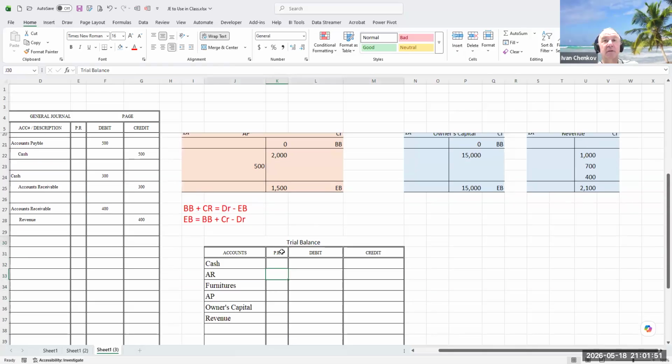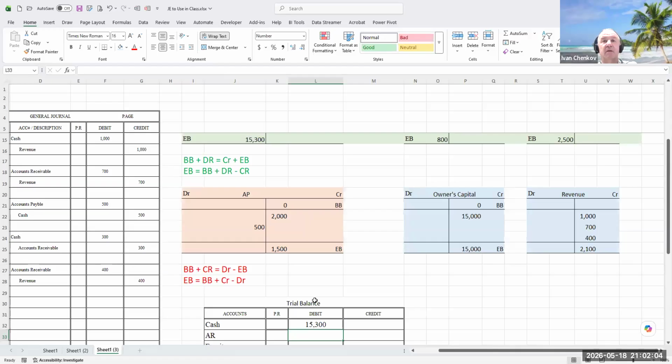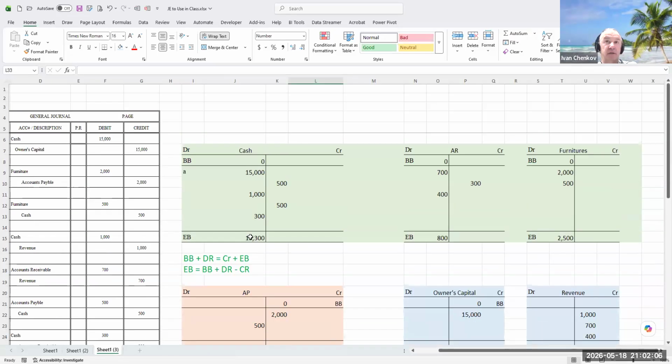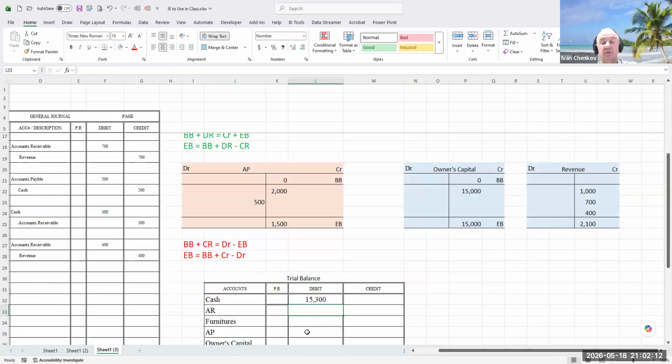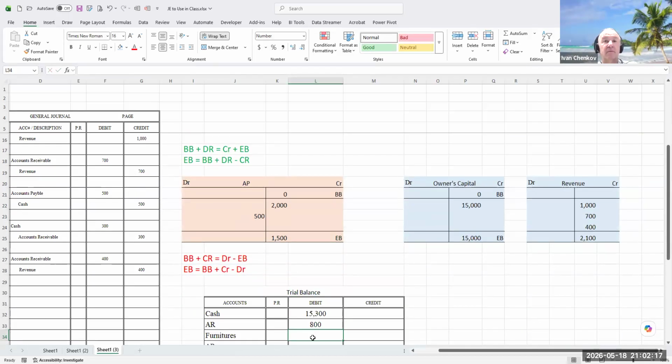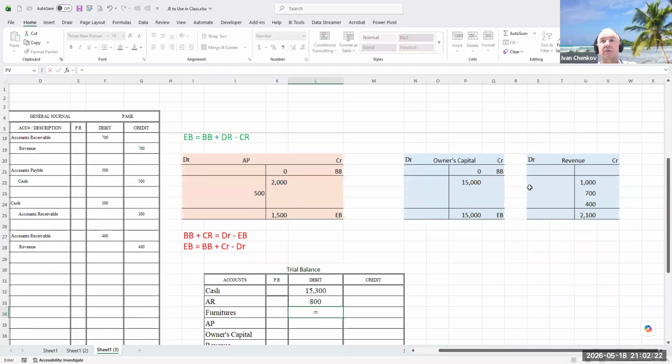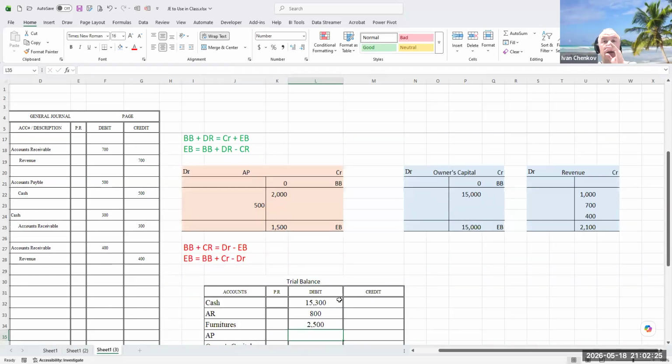So what I'm going to do now in this trial balance, I'm going to transfer only and only the ending balances for each account. So for the cash, my ending balance is $15,300. For account debit, as you can see, it's clearly debit. For the accounts receivables, my ending balance is also on the debit side, $800. For furnitures, my balance is also on the debit side, $2,500. And those are my assets accounts. I don't have any other assets account.